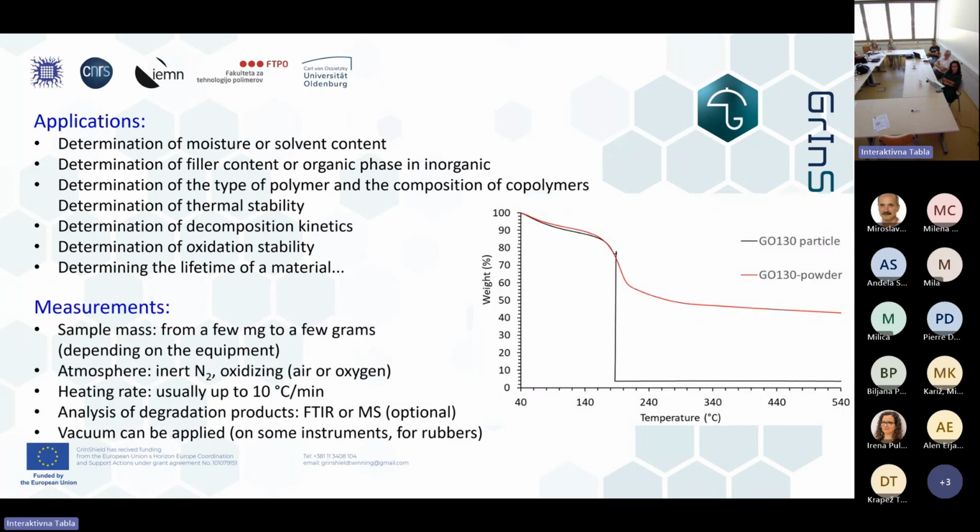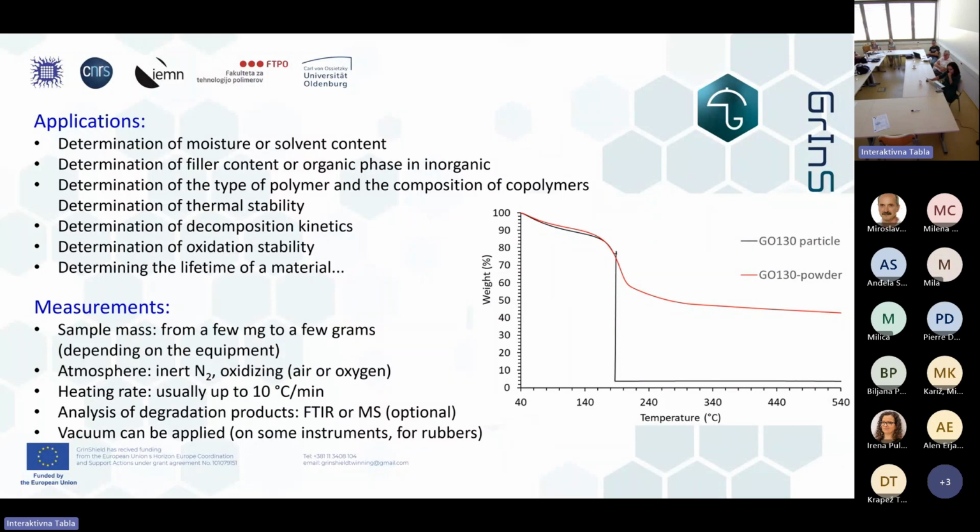Measurement sample mass is usually from a few milligrams to a few grams. However, not with one machine. There are some special machines where you can use a few grams. However, if you work with, for example, composites, it's good to have equipment where you can measure at least half a gram, just to determine really the right quantity of this filler in a composite.